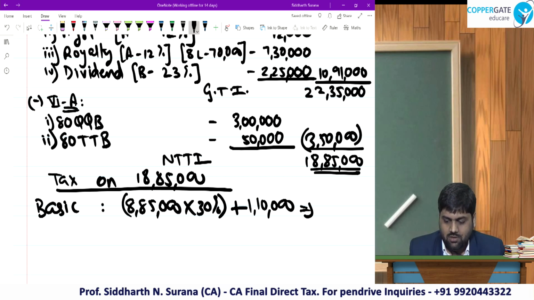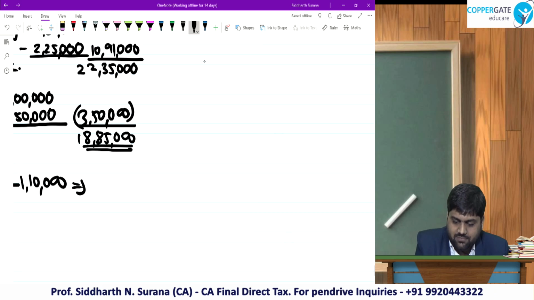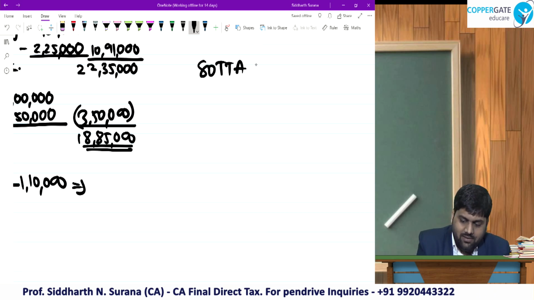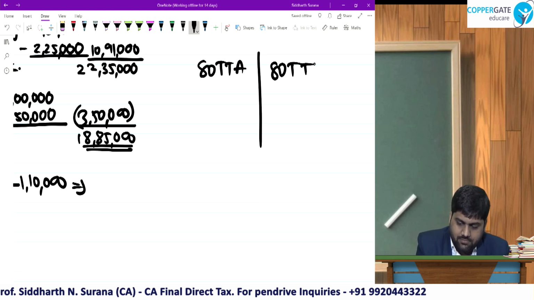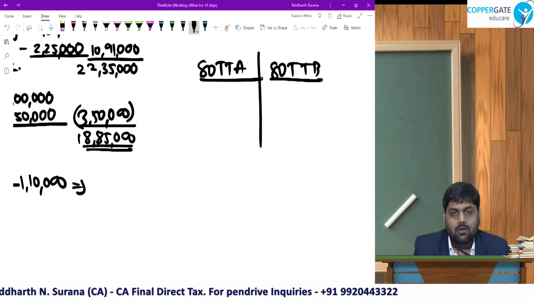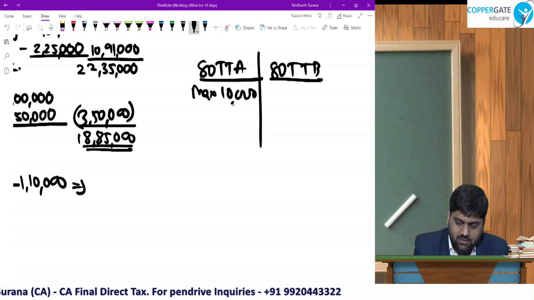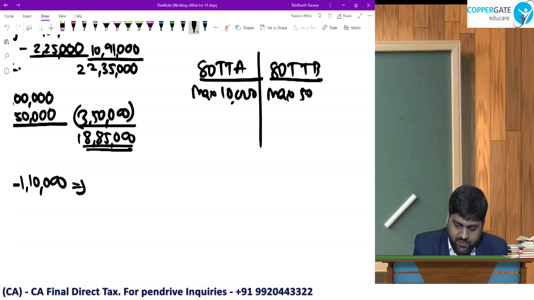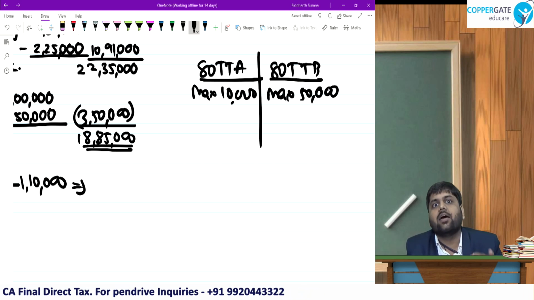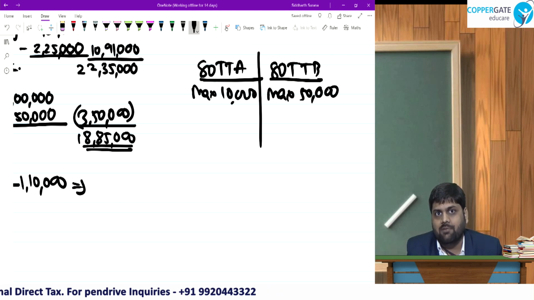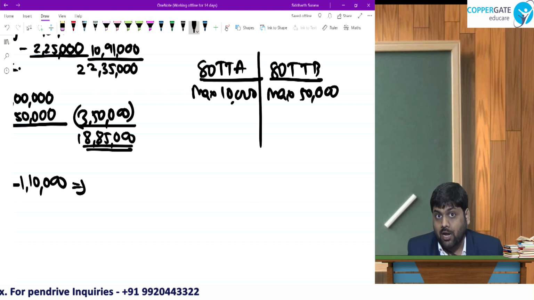And wait, now I'll finish this matter first. 80 TTA and 80 TTB. Some of us are aware that this is maximum 10,000, this is maximum 50,000, and in both cases it is a deduction. So first it will enter your income, then it will become deduction. Maximum 10, maximum 50, we are probably aware. But what after this? Please understand.